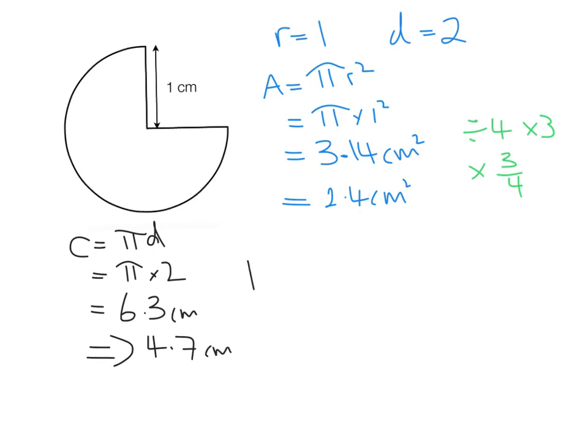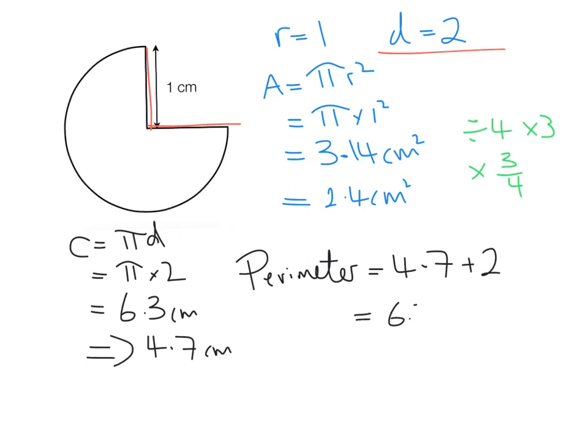And lastly, to find the perimeter, I want to know what 3/4 of the circumference is. I would have to add on this length and this length, which essentially is just the diameter again. So do 4.7, add 2, which is 6.7 centimeters.